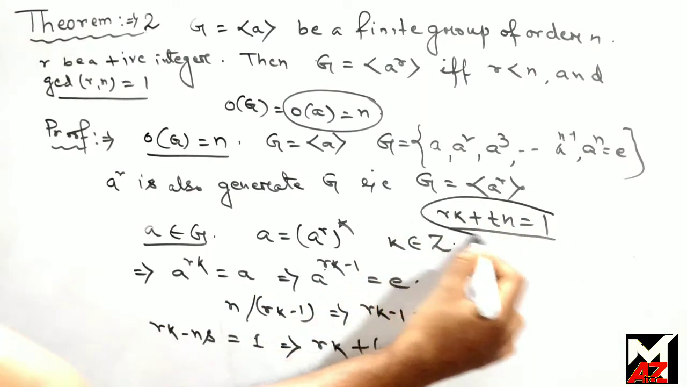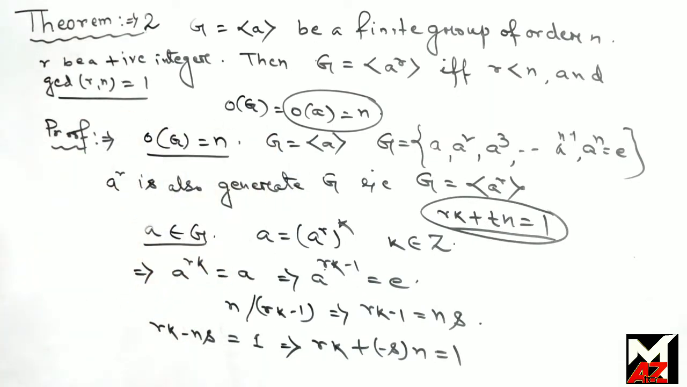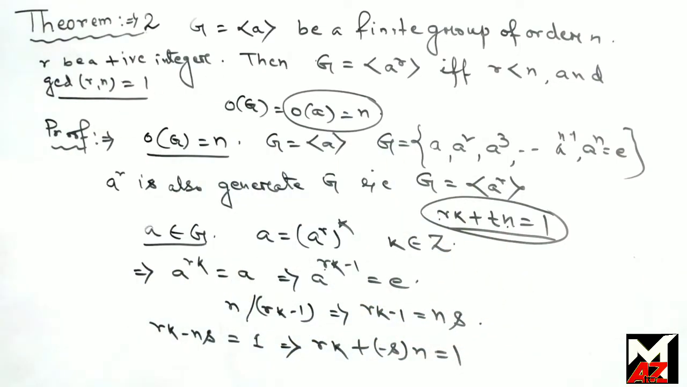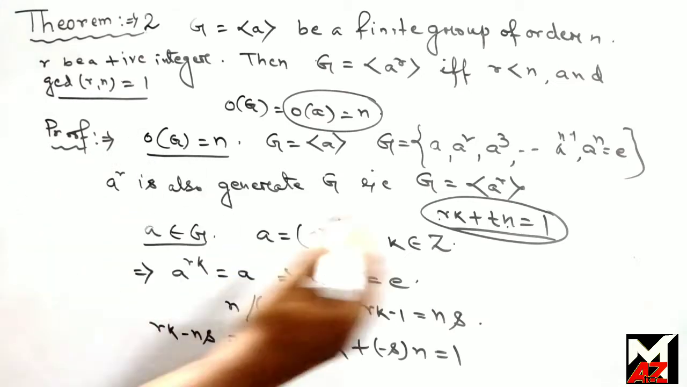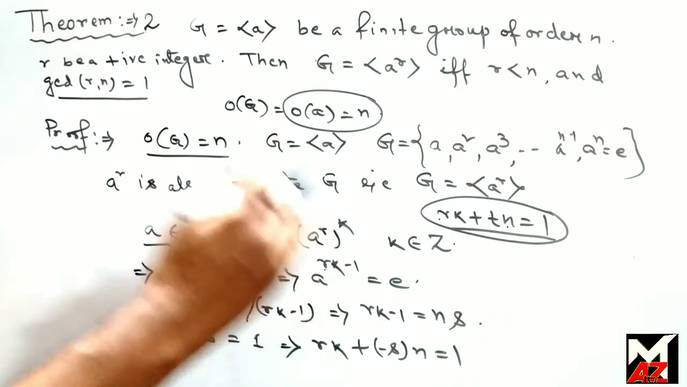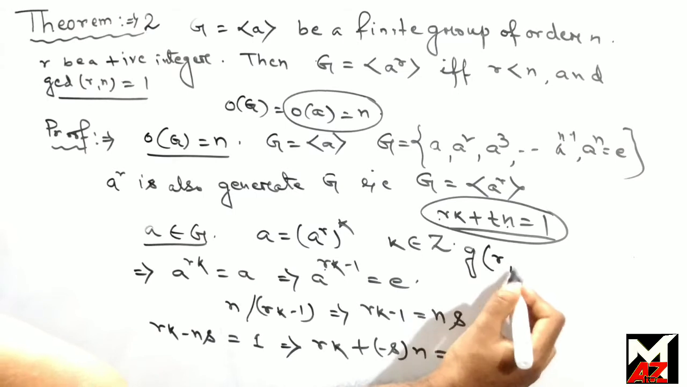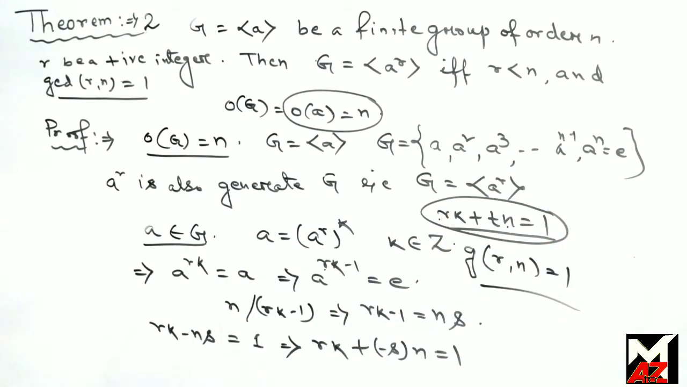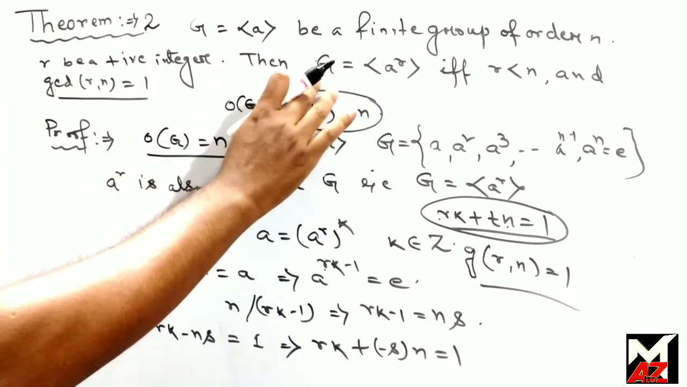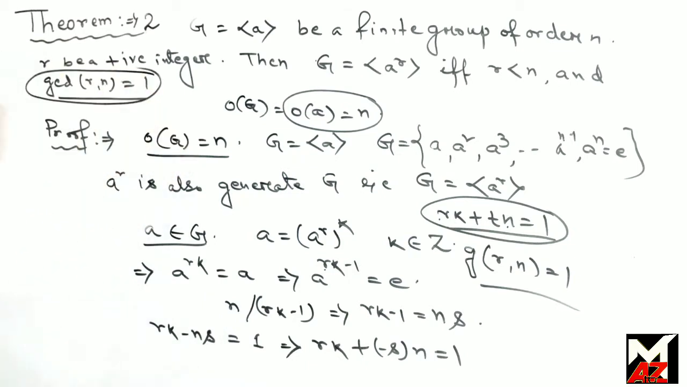And from this relation, this is an important theorem of number theory. If r and n are two positive integers, and if there exist two integers k and t such that rk plus nt is equal to 1, then we say that GCD of r and n is equal to 1. Okay, so here we get, if G is generated by a to the power r, then GCD of r and n is equal to 1.